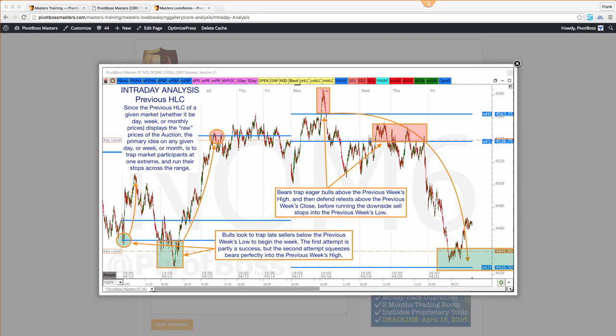So the idea behind this slide is to show you all that when it comes down to a pro style of analyzing the market, at times it's just about the primary move of the market. What's the primary move of the market going to be? Because the primary move of the market on a week-to-week basis is based off the previous week's high, low, close.